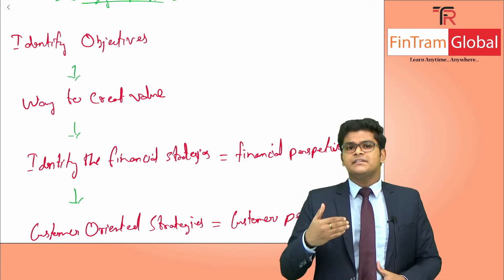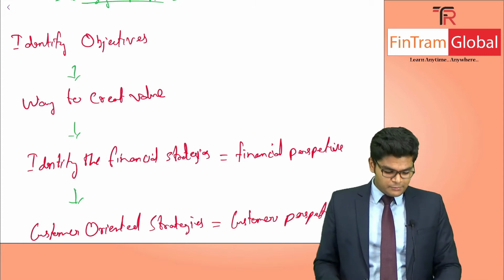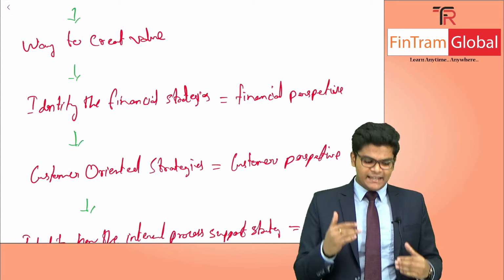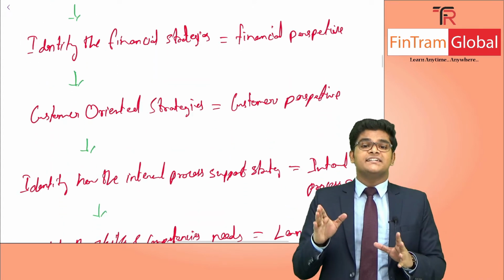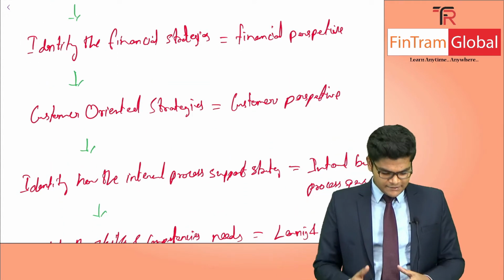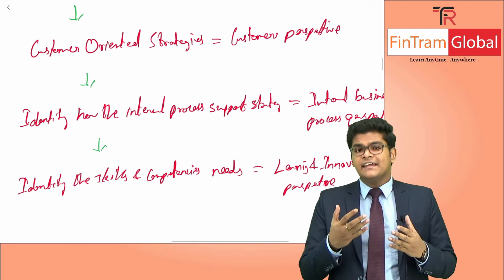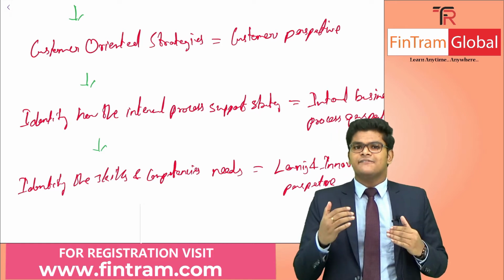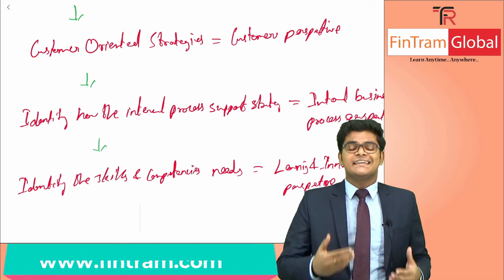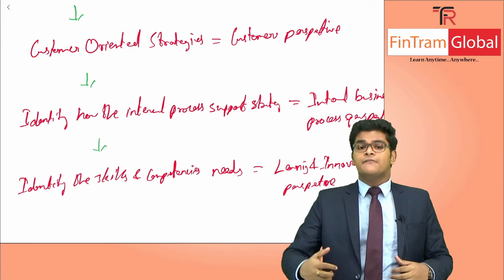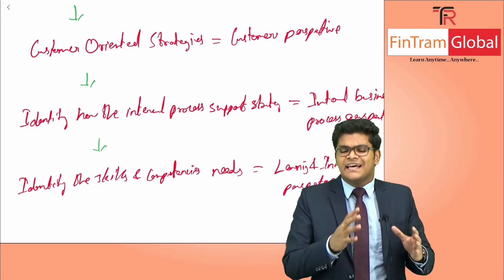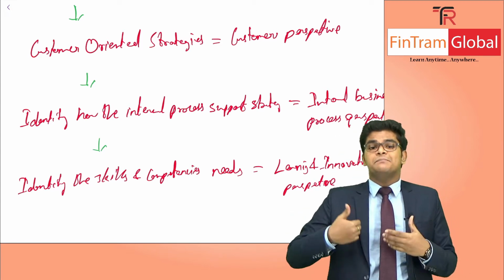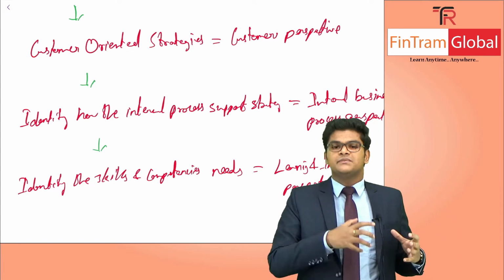And after that, we start looking at the perspectives. First of all, we identify the financial strategies to achieve the objective. Secondly, we look at the customer-oriented strategies. Thirdly, we look at the internal process support strategies. And finally, we identify the skills and competencies required to achieve our objectives. That is the step-by-step process of strategy mapping, and this is how you implement the balanced scorecard approach within an organization.